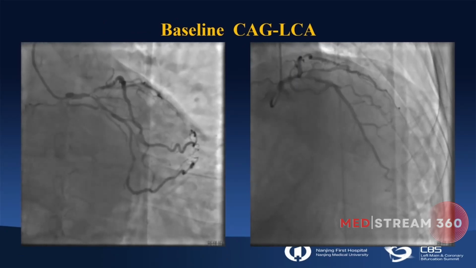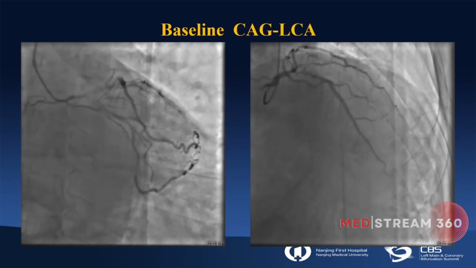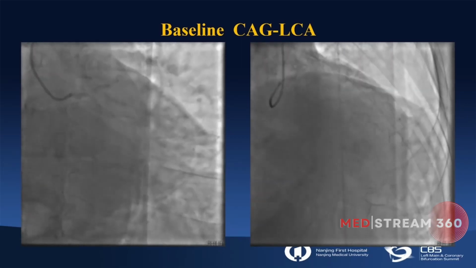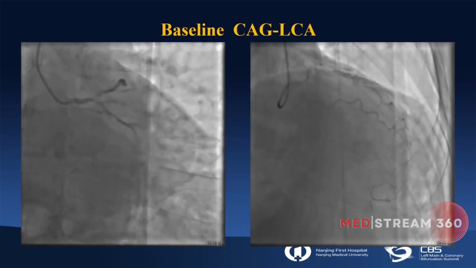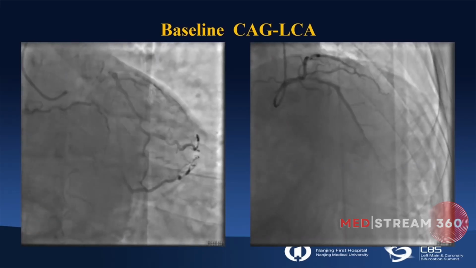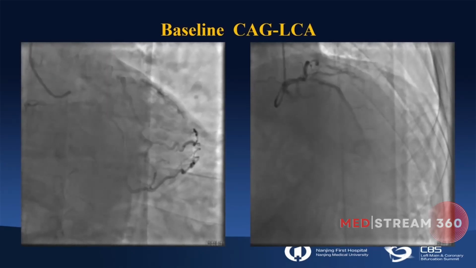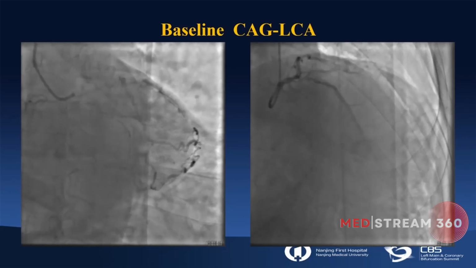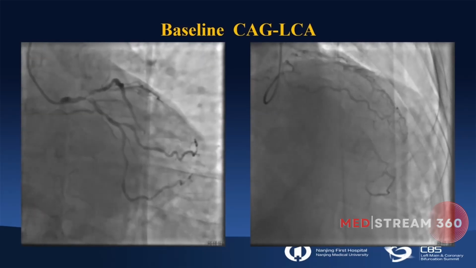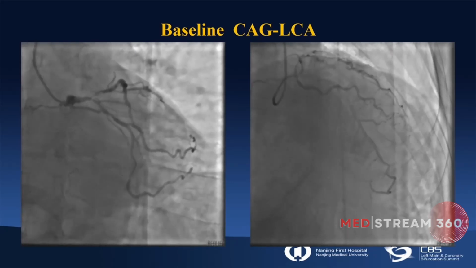This is baseline CAG of our left coronary artery. From cranial view, we can see distal left main and the proximal LAD circ is a true bifurcation, and the Medina type is 111. Distal segment and the proximal segment of circ have severe stenosis. Proximal LAD is very severe stenosis, and the lesion is severely calcified.